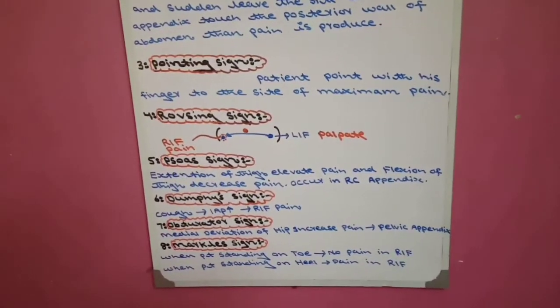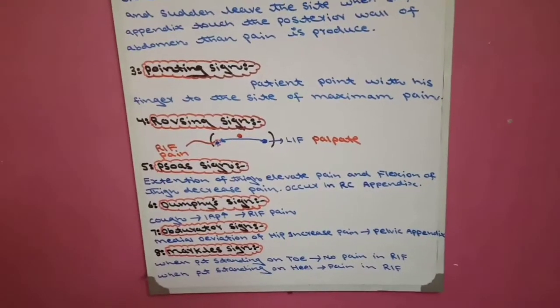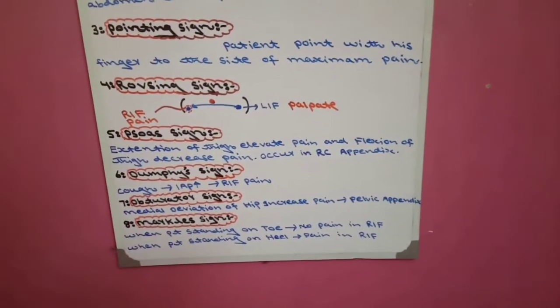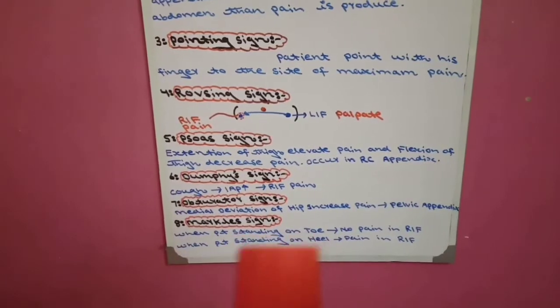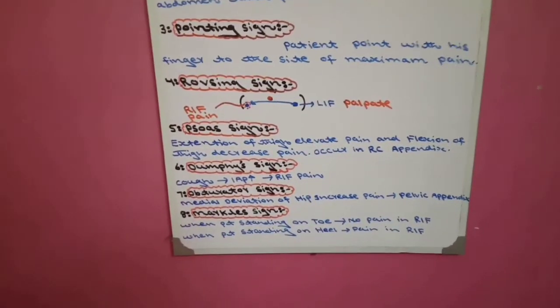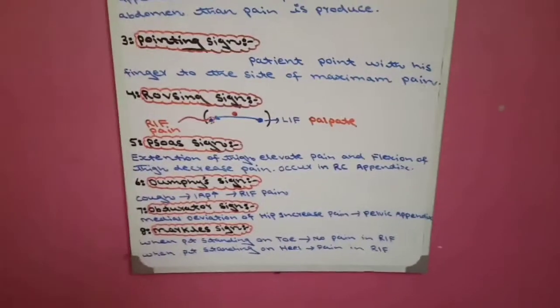And the 6th is Dunphy sign: during a cough the intra-abdominal pressure increases, and as a result there will be pain in the right iliac fossa. And the 7th is obturator sign: medial deviation of the hip increases pain, and it occurs in a pelvic appendix. And the 8th is Markle sign. When the patient stands on the toes, no pain in the right iliac fossa. When the patient stands on the heel, pain in the right iliac fossa.